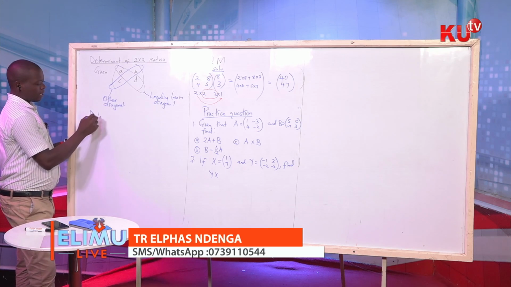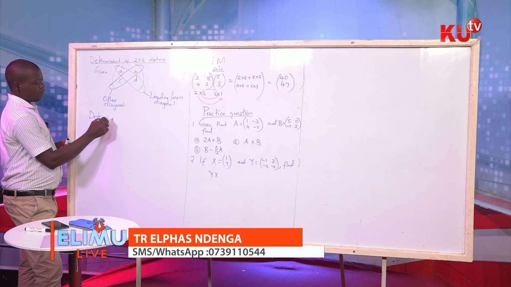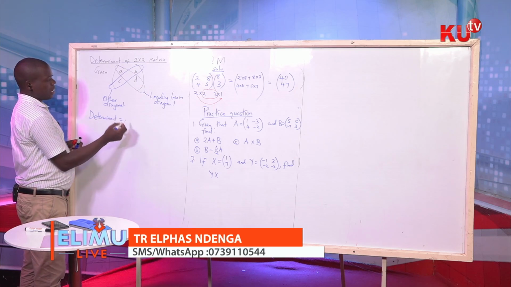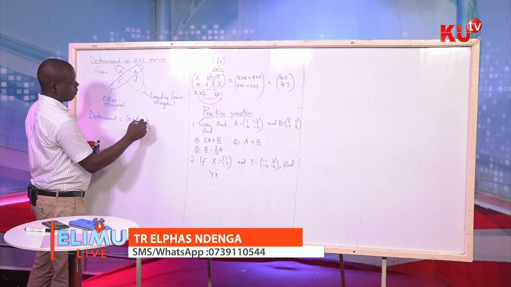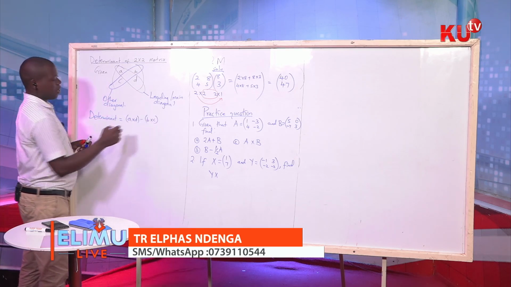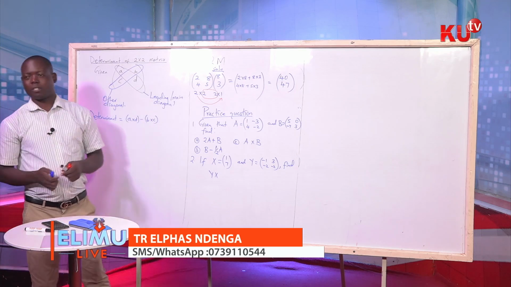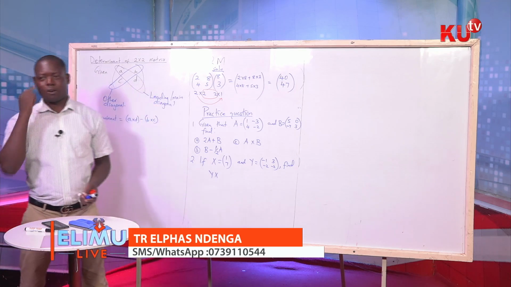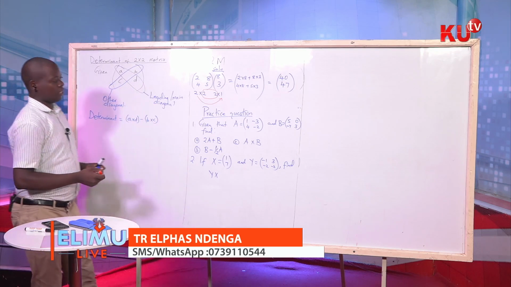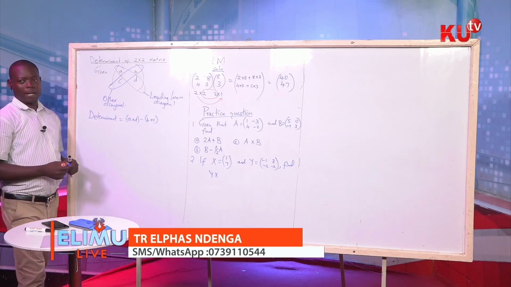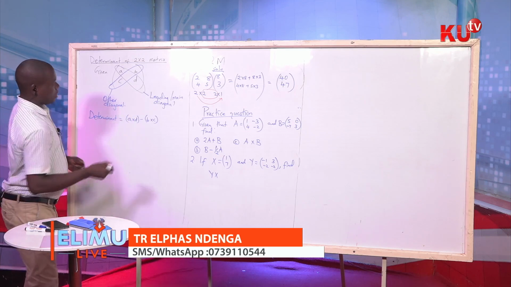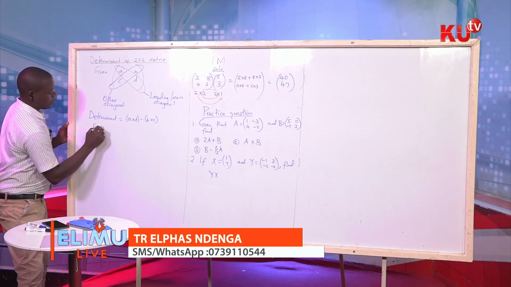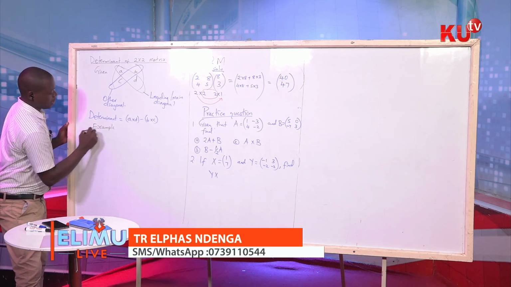Determinant of any matrix that is 2 by 2: take the product of elements in the leading diagonal, and you subtract the product of elements in the other diagonal. That is what we call the determinant. So we can take one example on how to get the determinant.